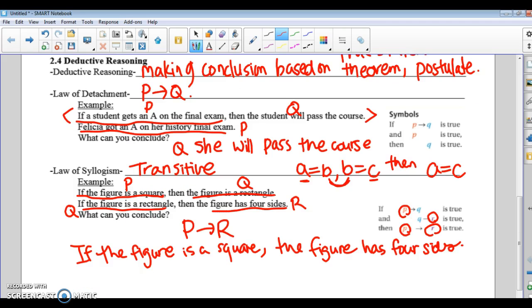So today we talked about inductive reasoning versus deductive reasoning. Inductive reasoning is making a conclusion based on observations and patterns. And deductive reasoning is making a conclusion based on the theorem, the rule, true statements, and postulates. And we'll be using both of these reasoning methods in geometry. We'll do more practice in class.